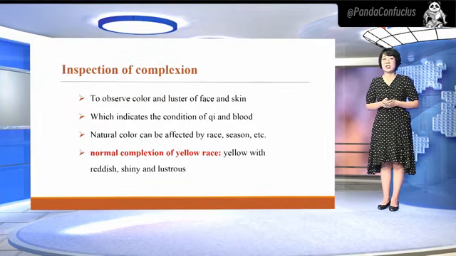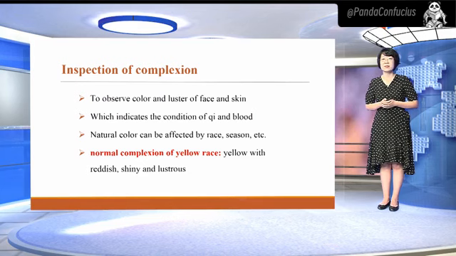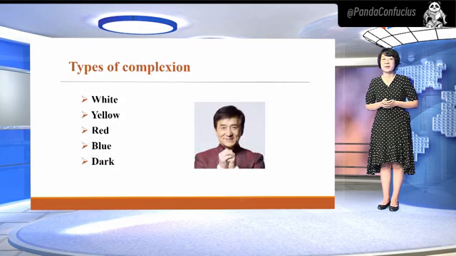Inspection of complexion. We observe the color and the luster of face and skin, which indicates the condition of qi and blood. Natural color can be affected by race, seasons, etc. For the yellow race, normal complexion is yellow with reddish, shiny and lustrous. We have 5 types of complexion: white, yellow, blue, red, and dark.